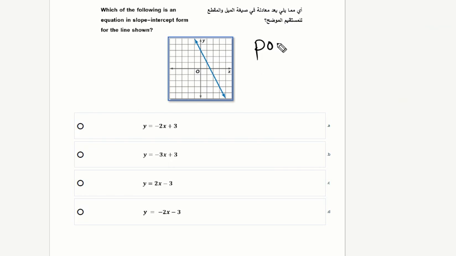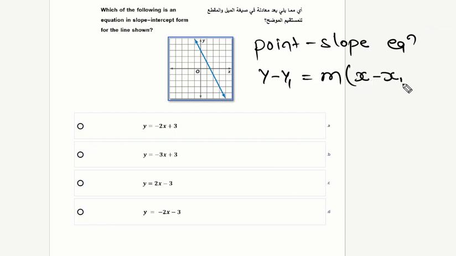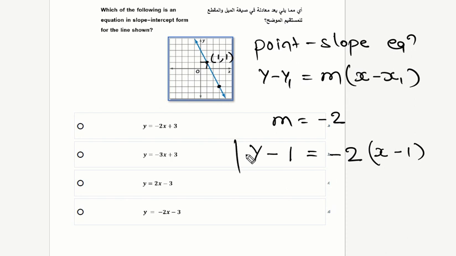Now if somebody asks you for the point slope equation for this, it is y minus y1 equals m times x minus x1. Now you will need to find the slope, and you will find it in the same way. The slope is minus 2, as we already did in the previous question. Now what about the point? You can select any point which is on the line. If I select this point, the coordinates are x is 1, y is 1. So the point slope equation will be y minus 1 equals minus 2 times x minus 1.